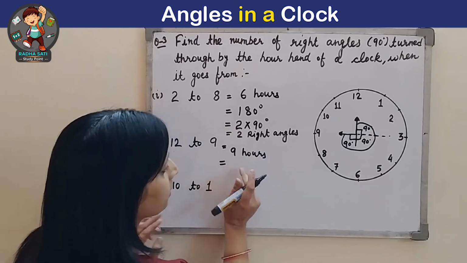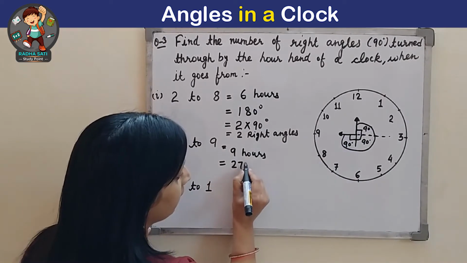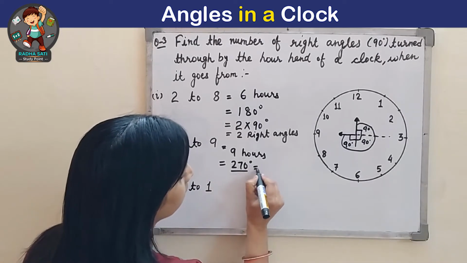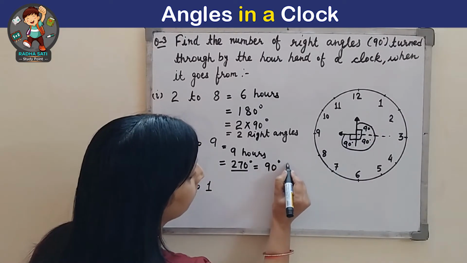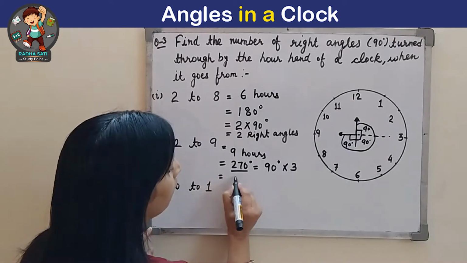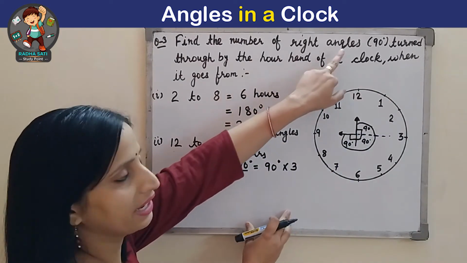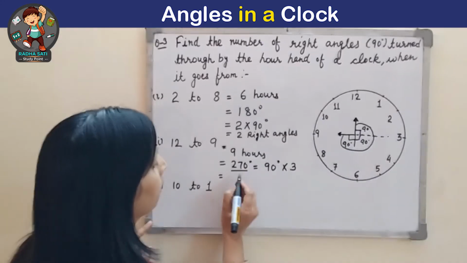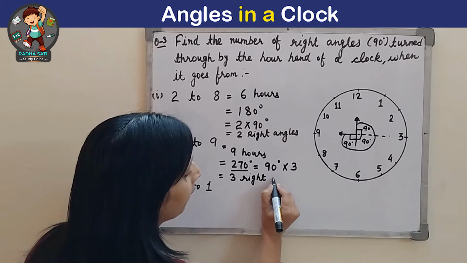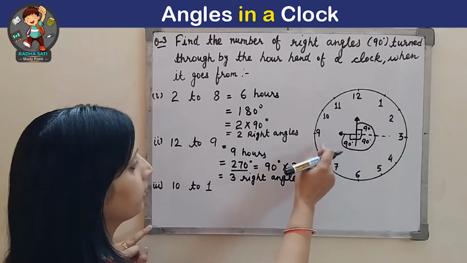And in 9 hours, it will make 3 right angles: 270 degree, or we can write it like this, 90 degree multiplied by 3. We have to find out the measure in terms of right angles. So here 3 right angles will be covered by the hour hand when it moves from 12 to 9.